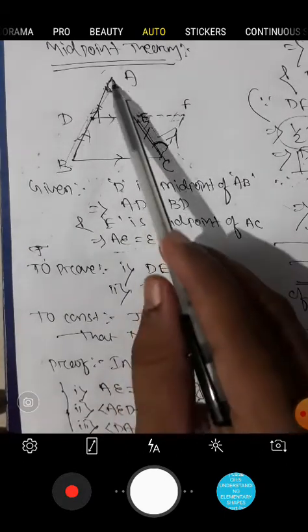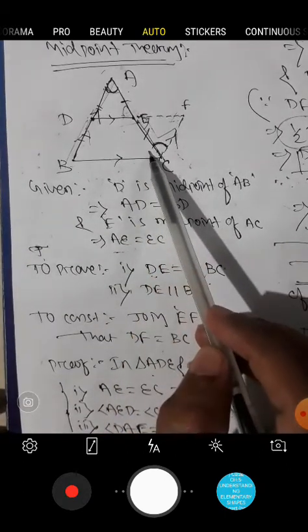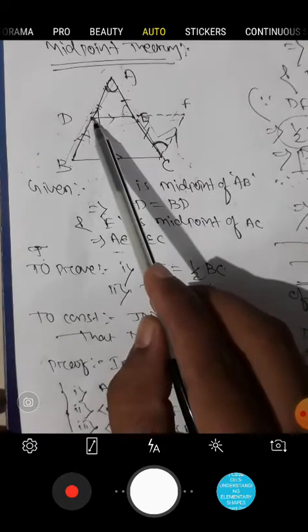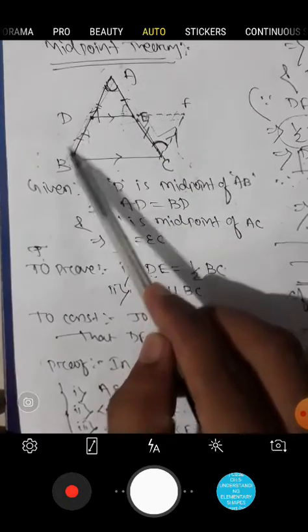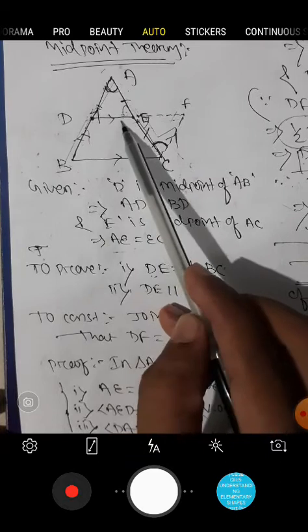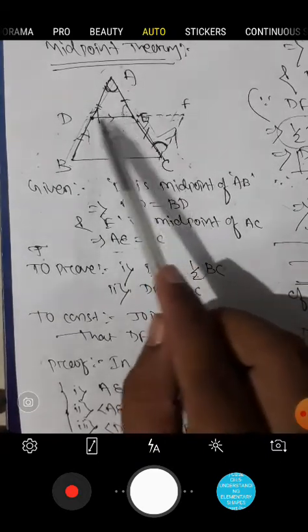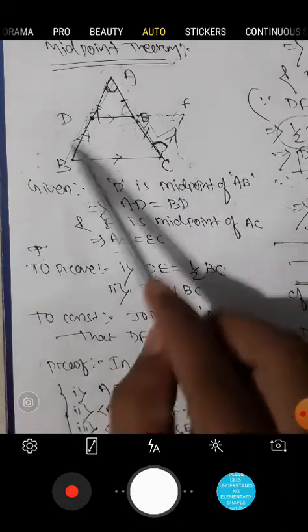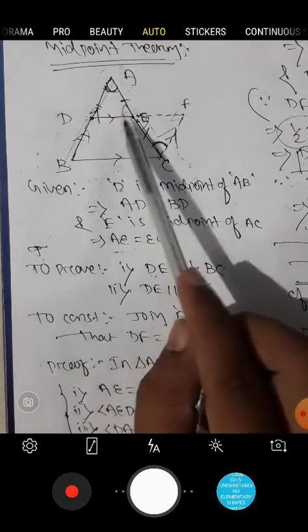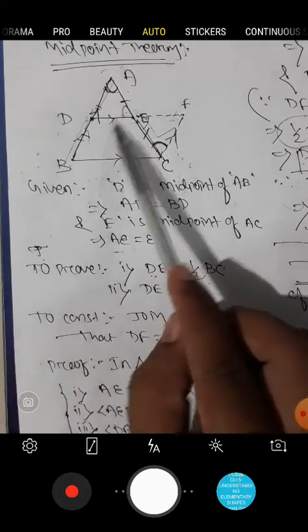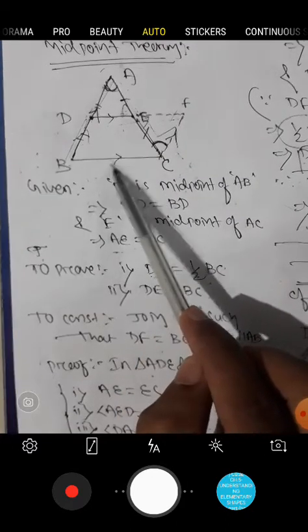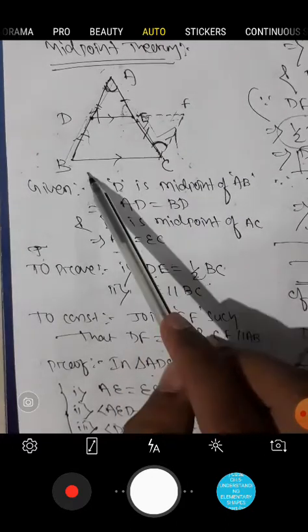Once again, you can see here AB and AC are the two sides of the triangle ABC, where D is the midpoint of the line AB and E is the midpoint of the line AC. If this line segment joins the midpoints of AB and AC, that is two sides of the triangle ABC, then the line DE is equal to half of BC, as well as DE is parallel to BC, children.